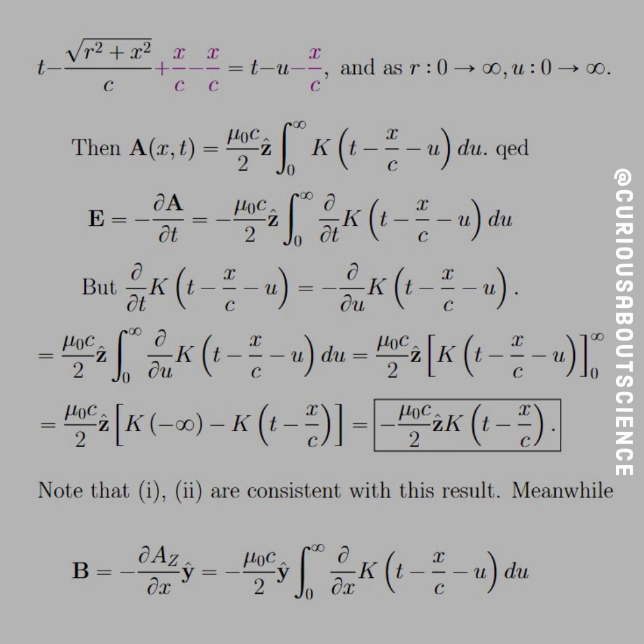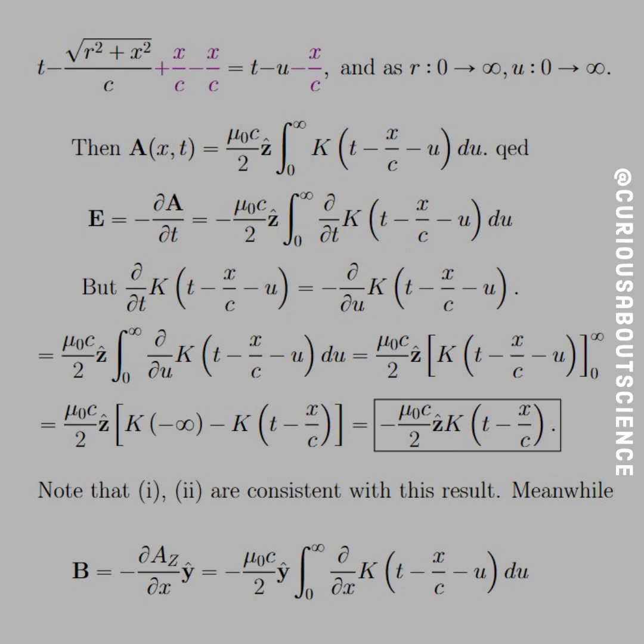Since we're taking the partial derivative with respect to u and integrating with respect to u, the fundamental theorem allows us just to take the integrand out and evaluate it at the limits, and that's what we do. After that, we are left with a negative mu naught c over 2 z hat k at the retarded time, which is t minus x over c. How cool is that? And then note that 1 and 2 are consistent with this result.